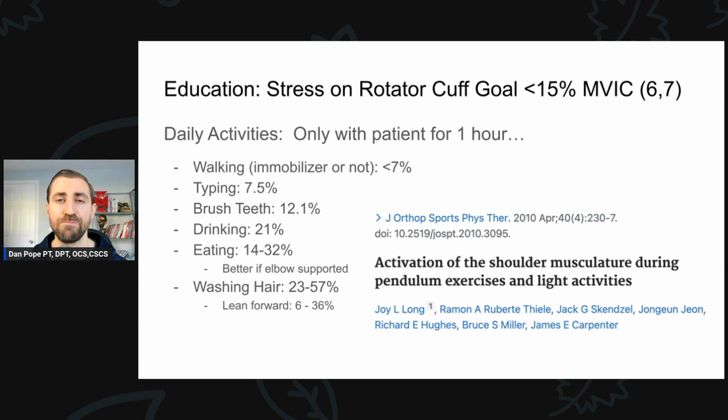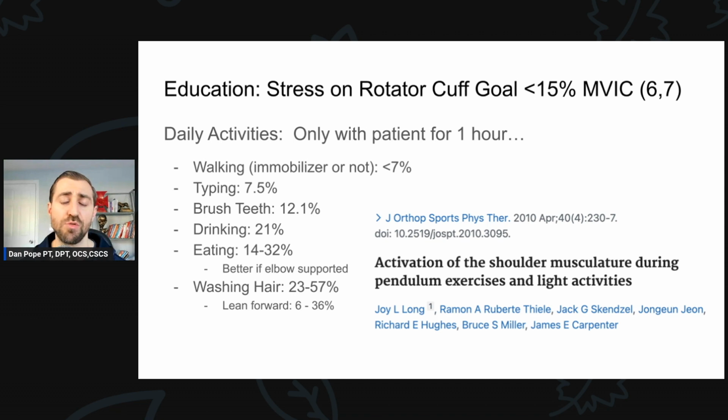Typing is also largely safe. That was 7.5% MVIC. Brushing your teeth is also safe as long as you're careful. That's going to be 12.1% MVIC or less. Once we get to drinking, it's too much, right? So if I just essentially take a glass of water and put it to my mouth and start drinking it, that's 21% MVIC. So a little too much stress on the cuff, right? So we want to try to limit drinking with that surgical side.